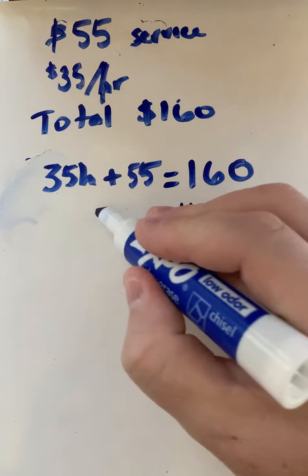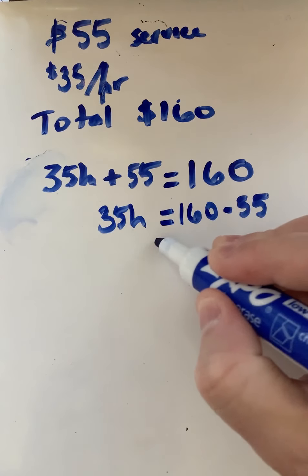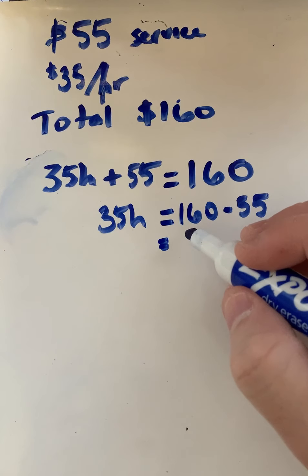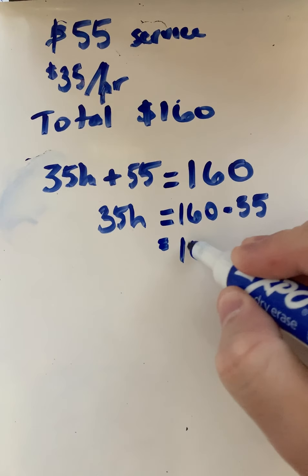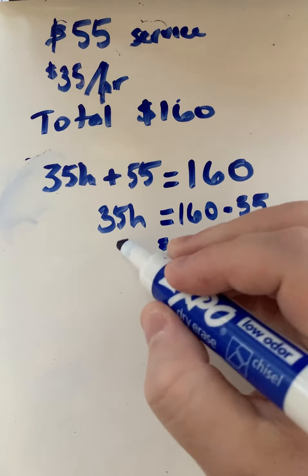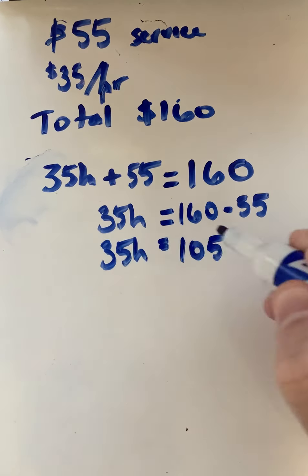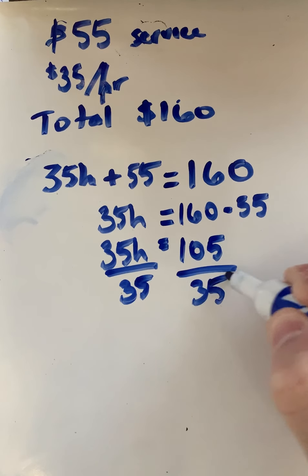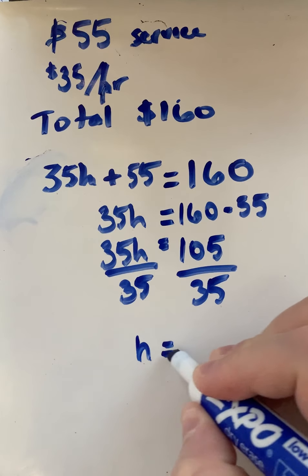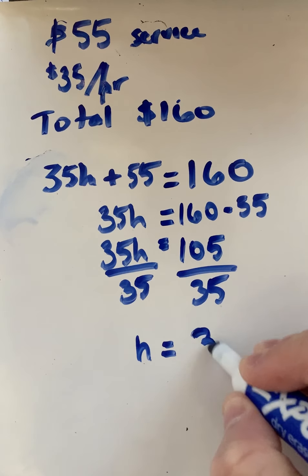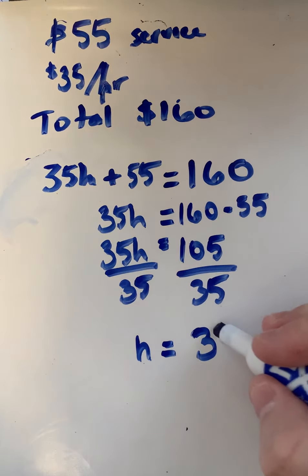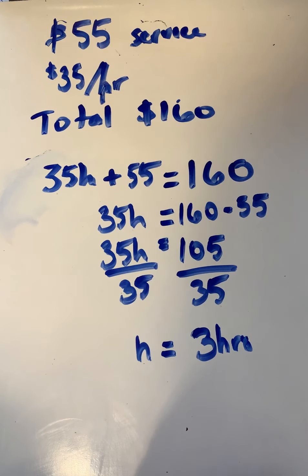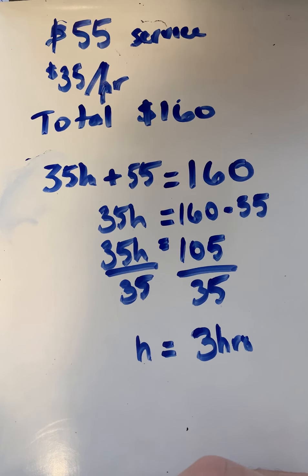I'm bringing that over, and 35 hours. 160 minus 55 is 105, equals 35 hours, and divided by 35. And per hour, he worked 3 hours, right? Okay, so that's the first question on the quiz.